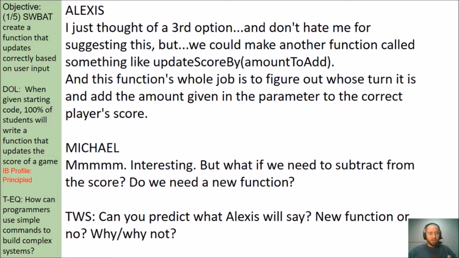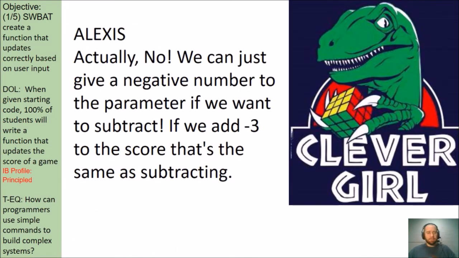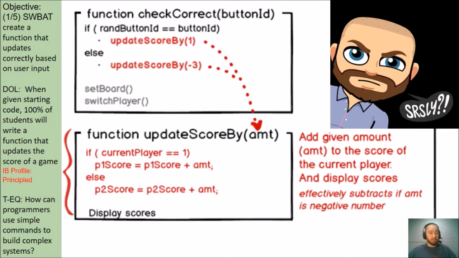So with that said, your think right here is, can you predict what Alexis will say? Do you think she'll say we need a new function, or no? Why or why not? So Alexis says no, and we can just give a negative number to the parameter if we want to subtract. Because when we add negative numbers to a score, that's the same as subtracting. So that's a pretty ingenious solution right there. And I'm thinking to myself, seriously, it was that easy?